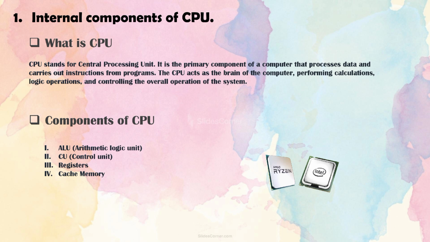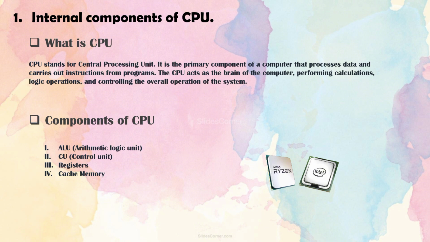What is CPU? CPU stands for Central Processing Unit. It is the primary component of a computer that processes data and instructions from programs. The CPU acts as the brain of the computer, performing calculations, logic operations, and controlling the overall operation of the system.